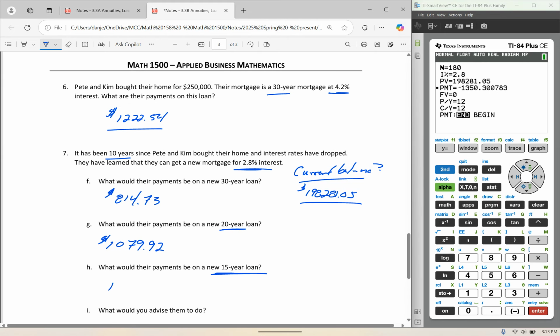Their payments would be $1,350.30. So in the third scenario, their payment goes up $130, but they also pay the house off 5 years earlier than they had planned on.